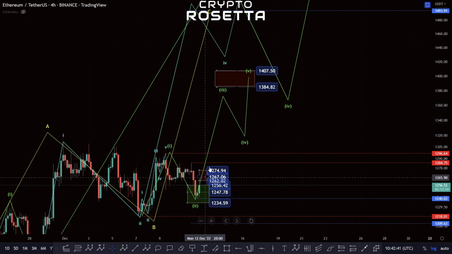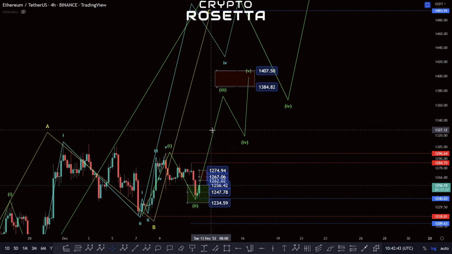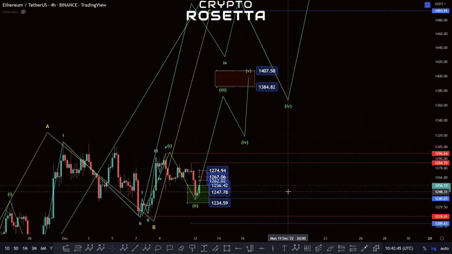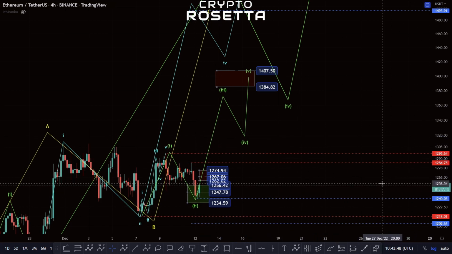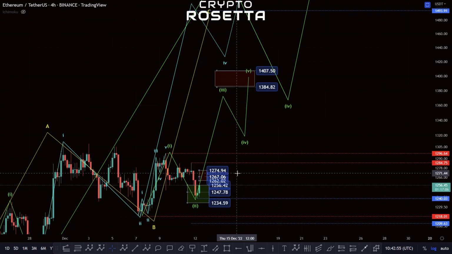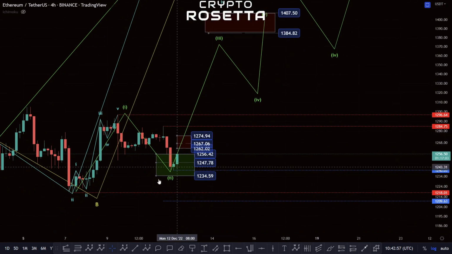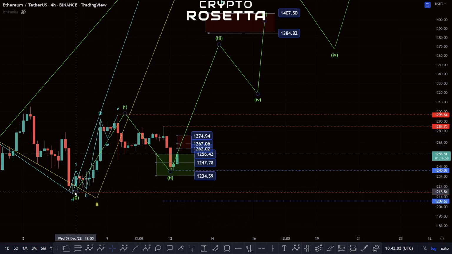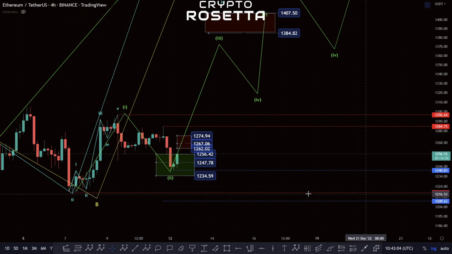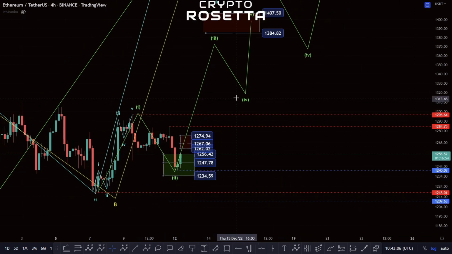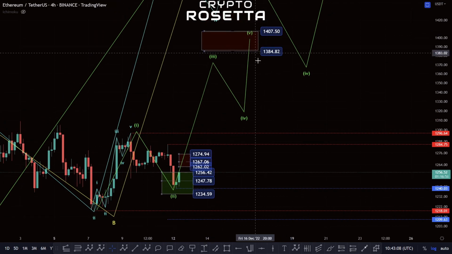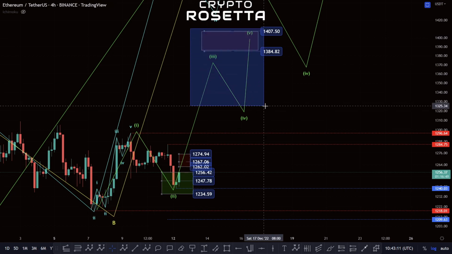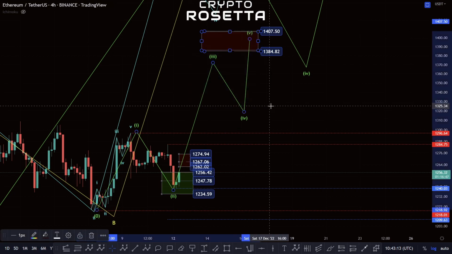So we'd have to see how we react off this point, because like I said, until we cross back above this 1,284 area and this 1,296 area, basically we can't rule out the fact that we could still see this low break, and breaking this low at 1218 would invalidate this green 5-wave move that we have plotted up here to this high point here, and we'd have to look at some of the other options that we have.